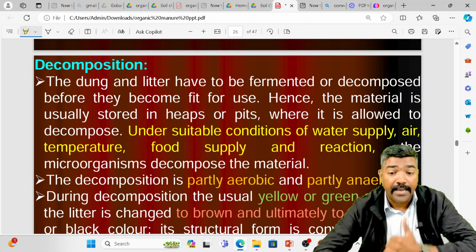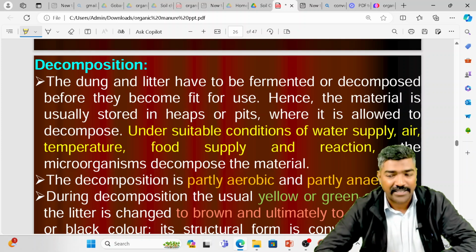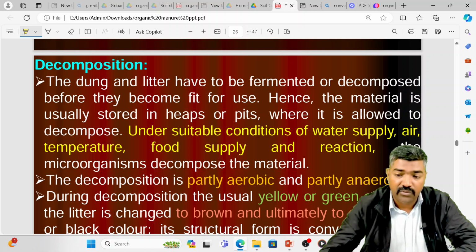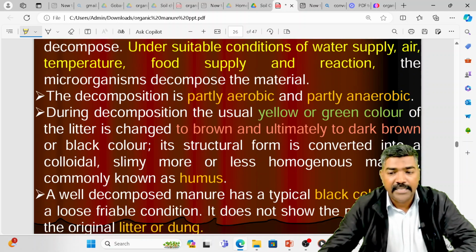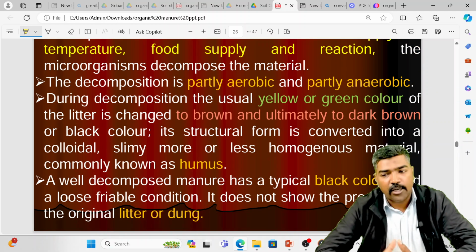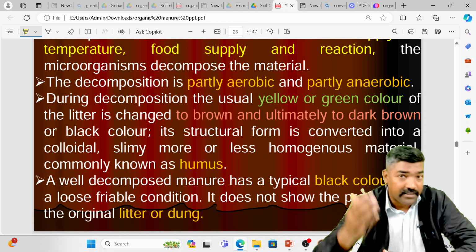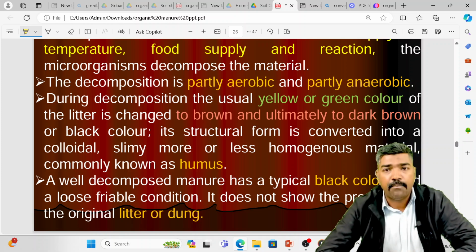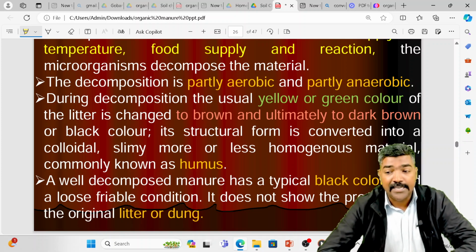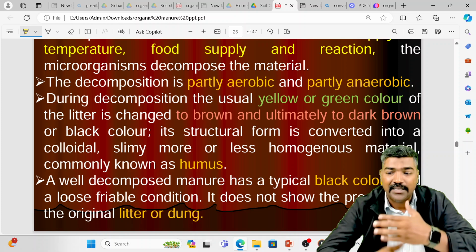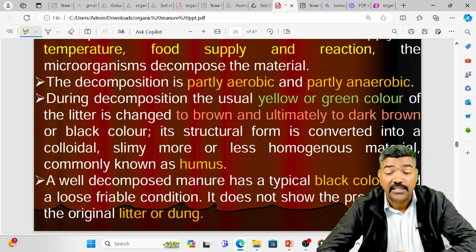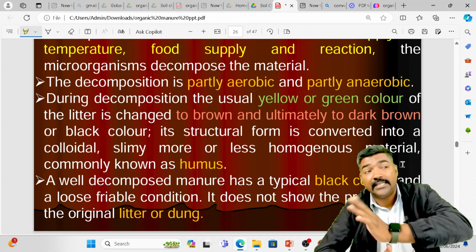Water supply, air, temperature, food supply, and reaction are the conditions for the microorganisms which decompose the materials. The decomposition is partly aerobic and partly anaerobic. You can see the litter changes color during decomposition. The usually yellow or green color of the litter changes to brown and ultimately to dark brown.